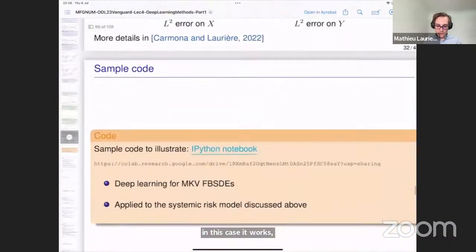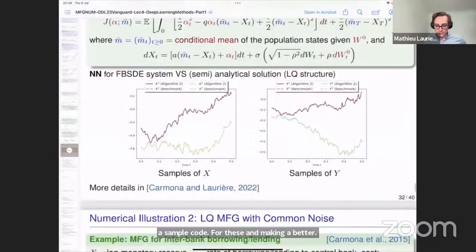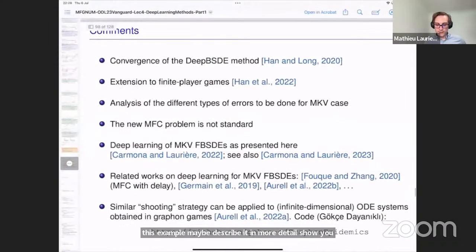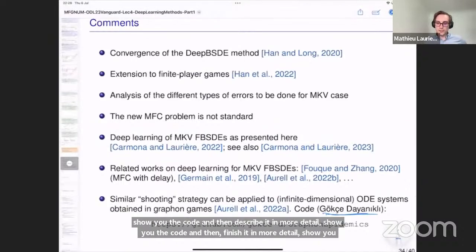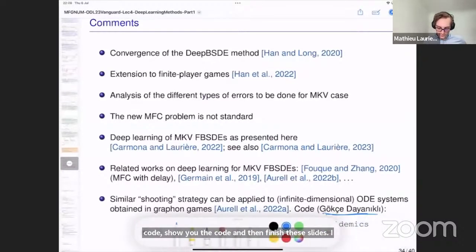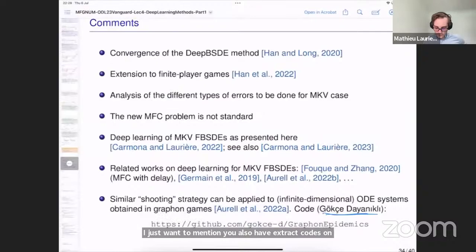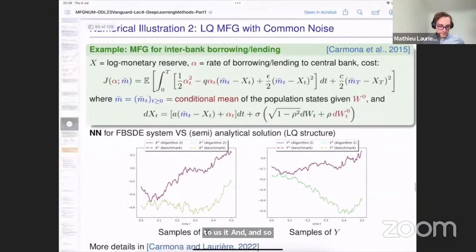You can also check the errors. And here I provide a sample code for this McKean-Vlasov FBSDE. So I will not describe it now. Tomorrow morning, I will restart with this example, maybe describe it in more detail, show you the code, and then finish these slides. I just want to mention you also have extra codes on the web page of Gökçe Dayanıklı, who was a PhD student with René Carmona and is going to go to UIC. And so I will restart with this tomorrow, I think.